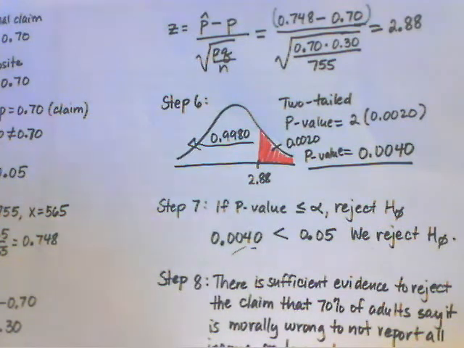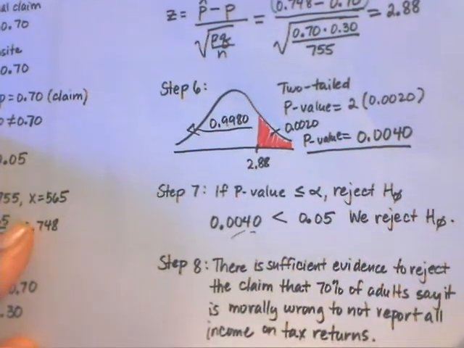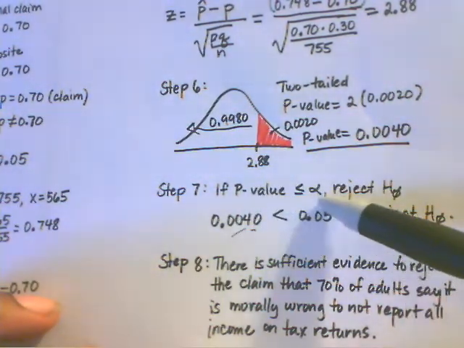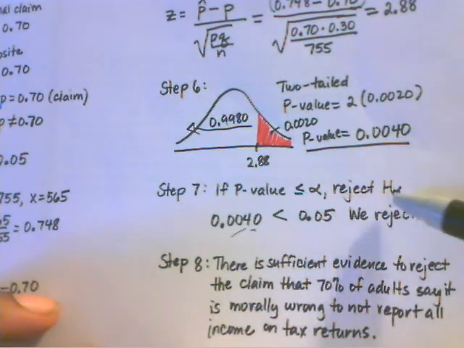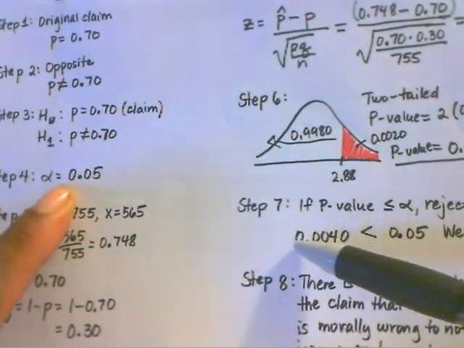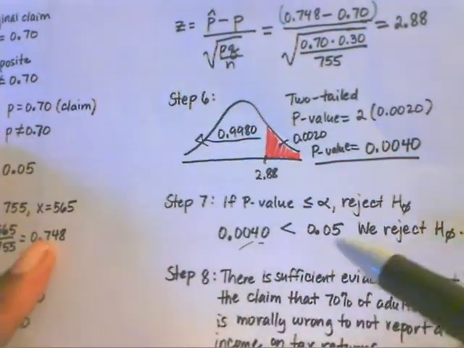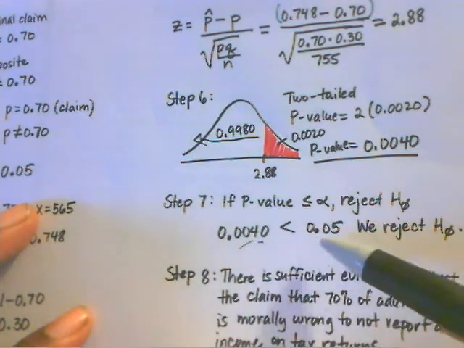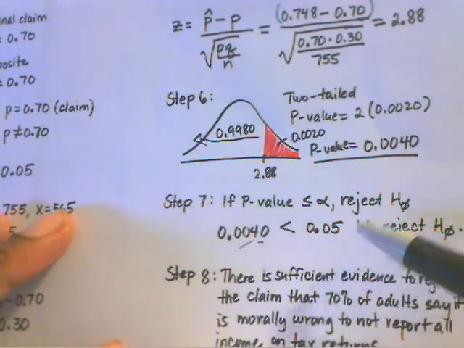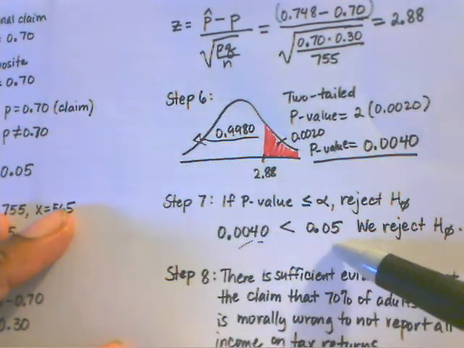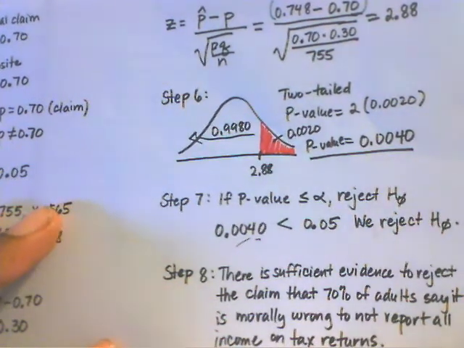Now, step number 7 is determining whether to fail to reject the null or reject the null. Using this decision rule, if your p-value is less than or equal to alpha, which is your level of significance, you want to reject the null hypothesis. Our p-value was 0.0040. Our significance level back in step number 4 was 0.05. Comparing those two, you can see that 0.004 is less than 0.05. So we can reject the null hypothesis because the p-value is less than our level of significance. So we reject the null hypothesis.